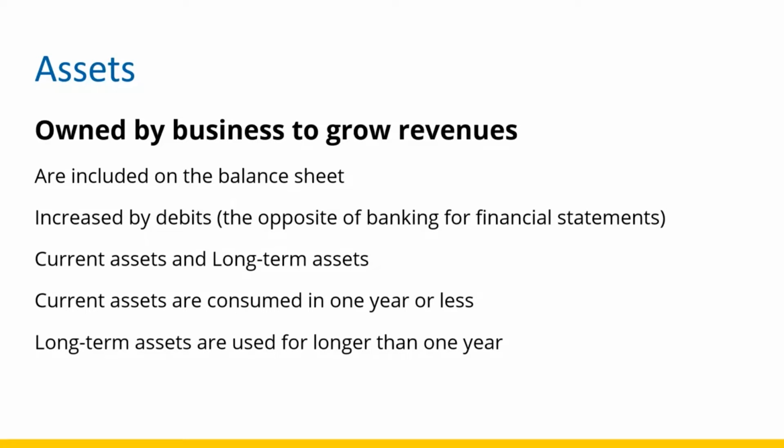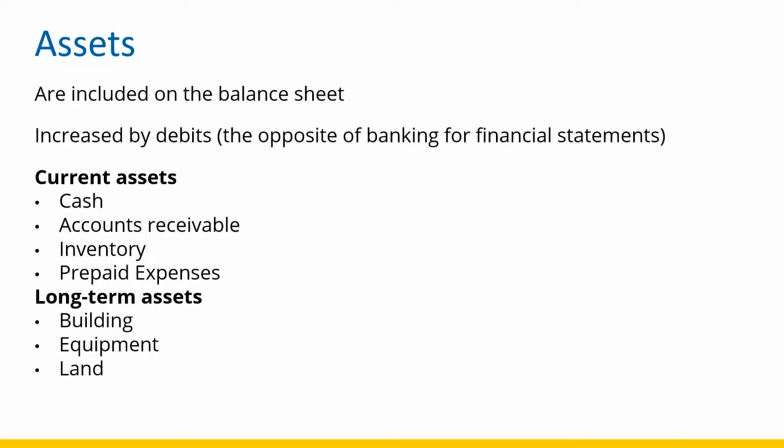The assets are broken into current assets and long-term assets. Current assets are consumed in 1 year or less, and long-term assets are used for longer than 1 year. And I'm going to give you some examples of that in the next slide. To record an asset, again, I'm going to debit the asset. And an example of current assets would be cash, accounts receivable, inventory, prepaid expenses.